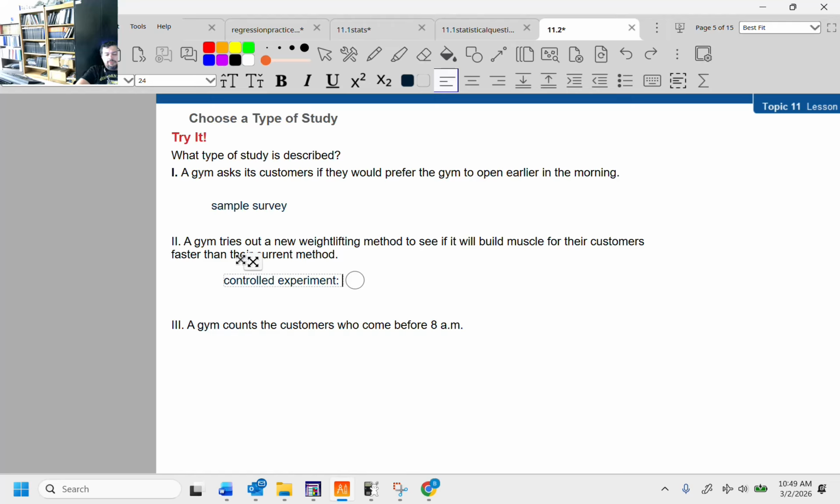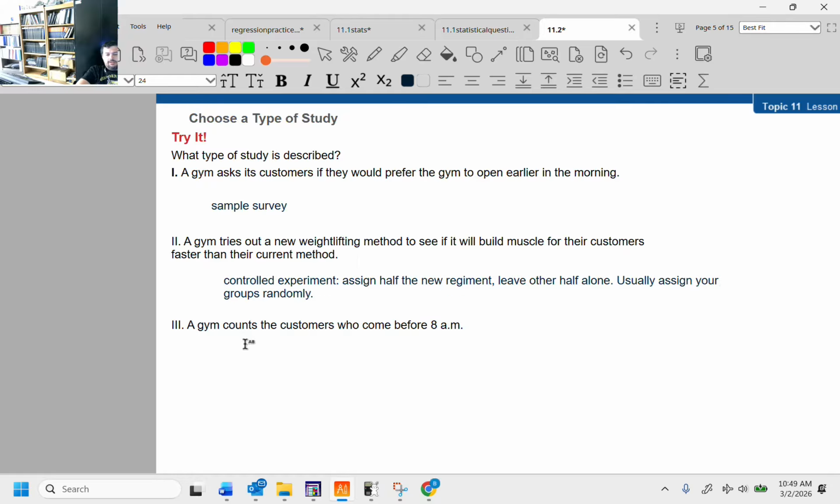What you would do is you would assign half the new regimen, and you would leave the other half alone. They would just keep doing the same thing they've been doing. One of the big things about experiments is you usually assign your groups randomly.